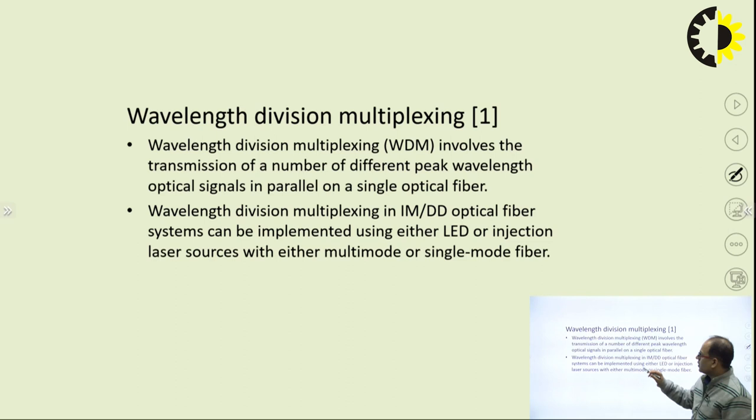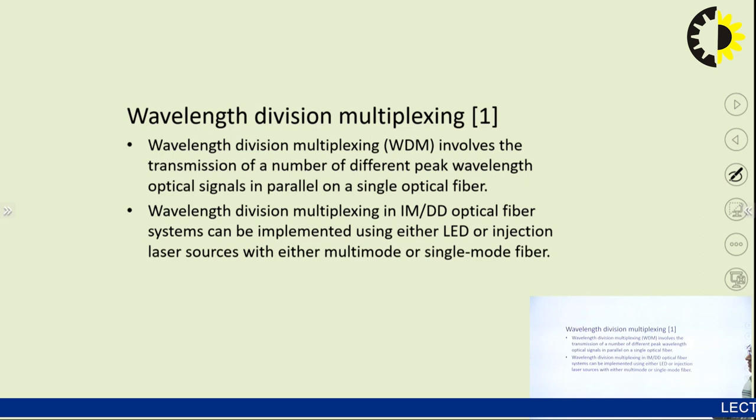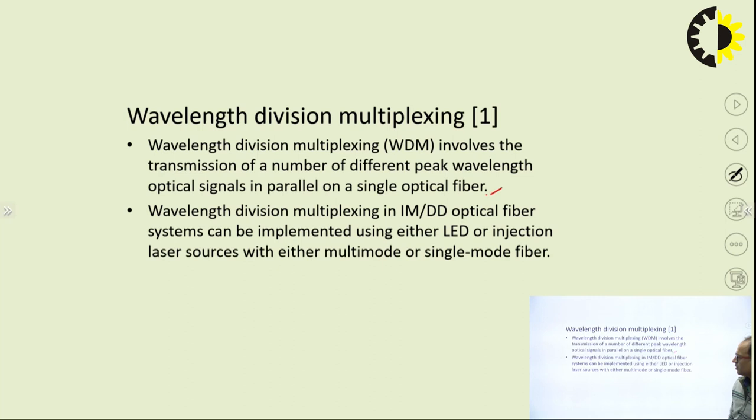Now, the next one is the wavelength division multiplexing technique. This wavelength division multiplexing technique involves the transmission of a number of optical signals of different peak wavelengths in parallel on a single optical fiber cable. So WDM is analogous to FDM, but in FDM we provided different frequencies for the modulation, and here we are providing a different wavelength for each source. Clear? And WDM uses intensity based modulation. The optical fiber system can be implemented using LED or laser sources with multimode or single mode fiber, meaning the WDM technique can be used with either source, LED or laser, and with either multimode or single mode fiber.